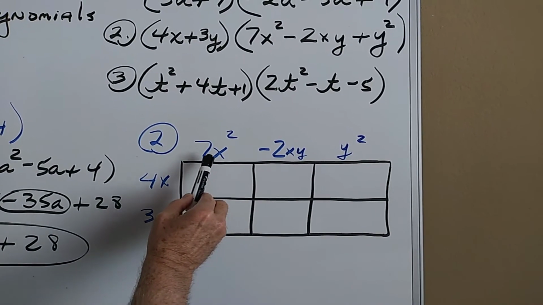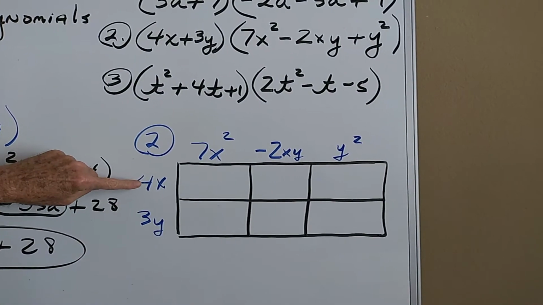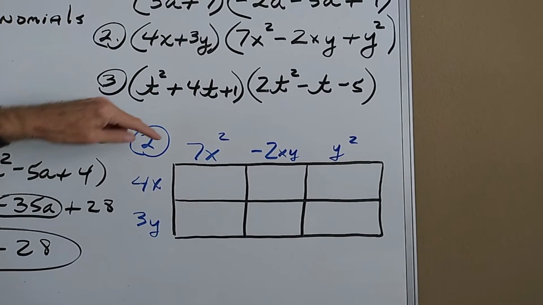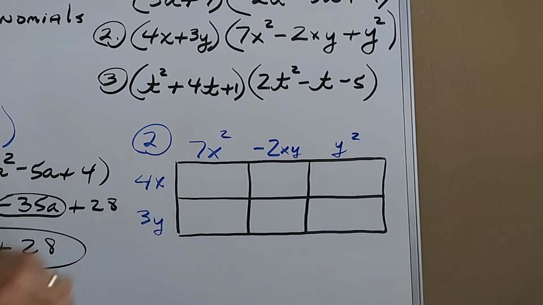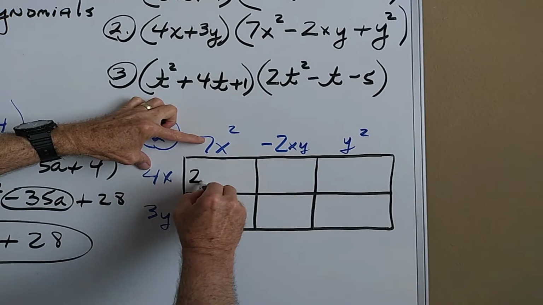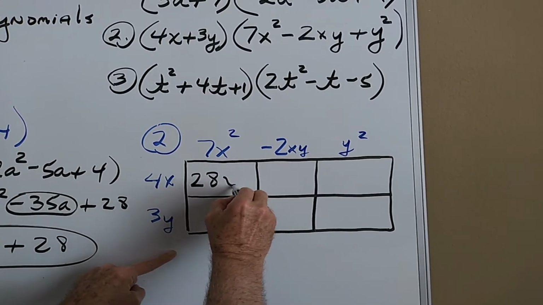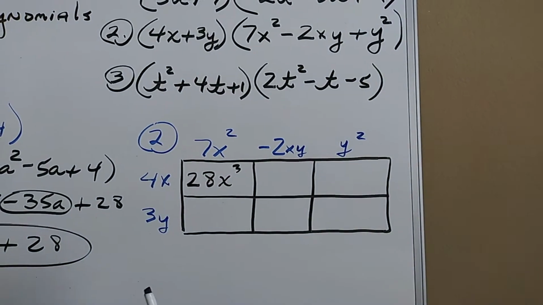The title of its column is 7x squared. The title of its row is 4x. Let's multiply the 7x squared by the 4x. 28, x to the 1 times x to the 2, x cubed.